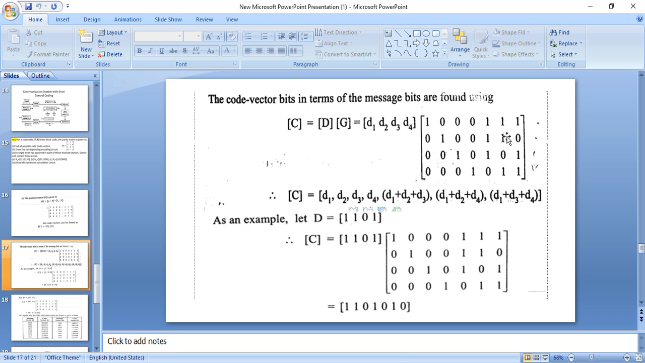Next D1 plus D2 plus D4 and D1 plus D3 plus D4. So this is the way we need to multiply the two vectors, two matrices. For example, D is an input message bit. K, how much have we taken? K is equal to 4, so 4 bits must be taken.